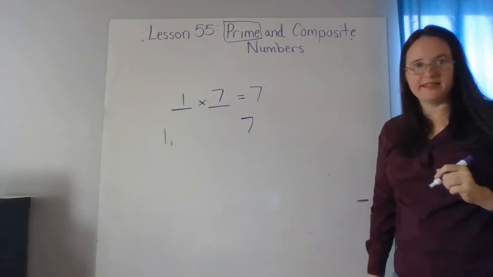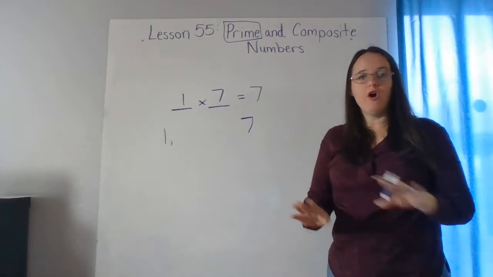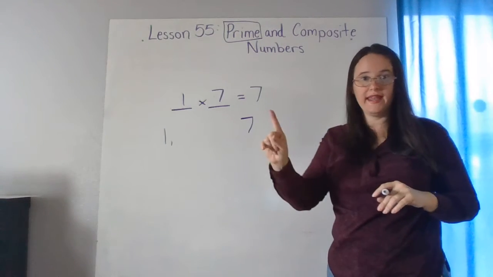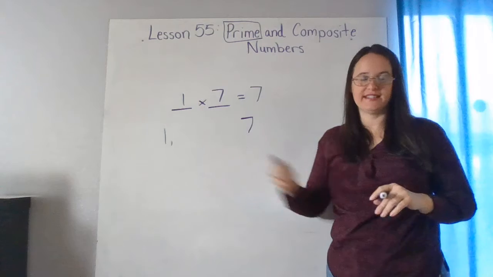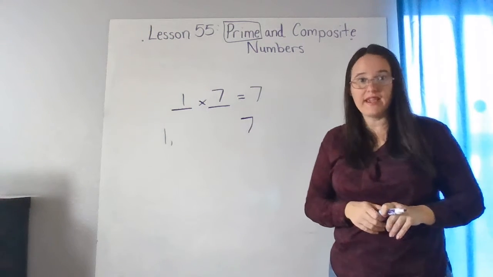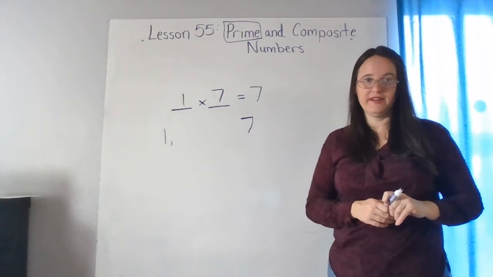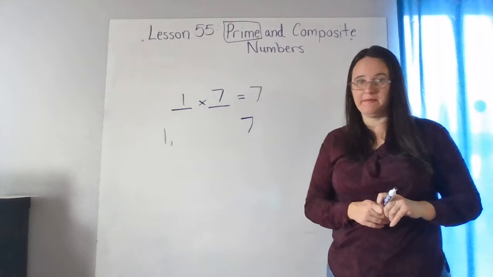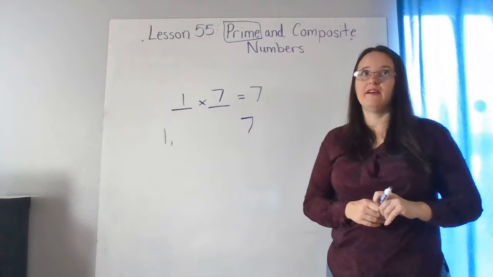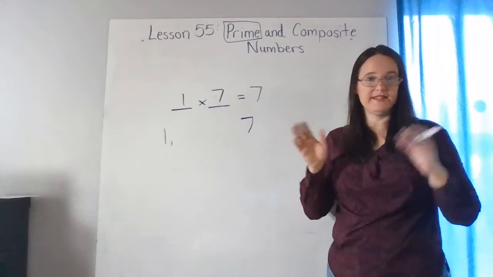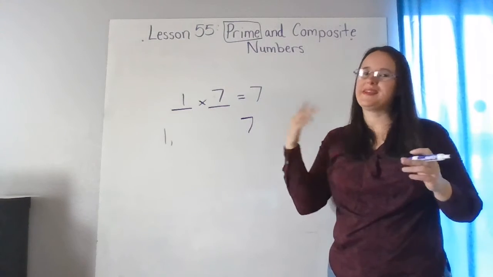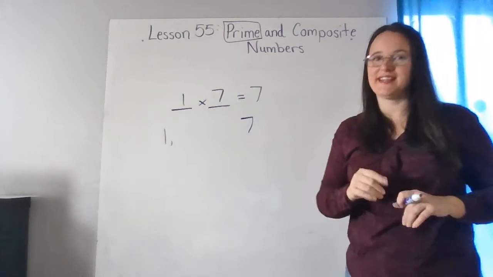A prime number is a number where the only factors are 1 and itself, such as in 7. 3 is a prime number. 2 is a prime number. What about 4? We have 1 times 4, or we have 2 times 2. So 4 is not a prime number.